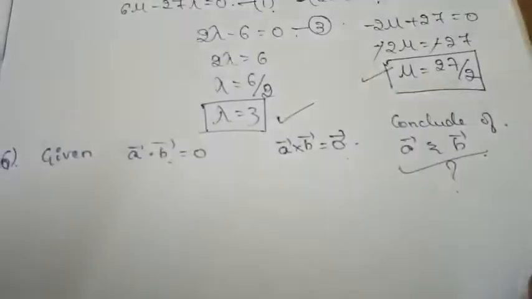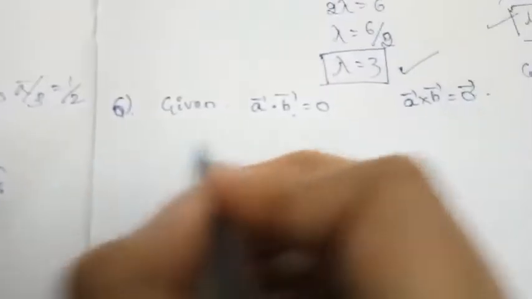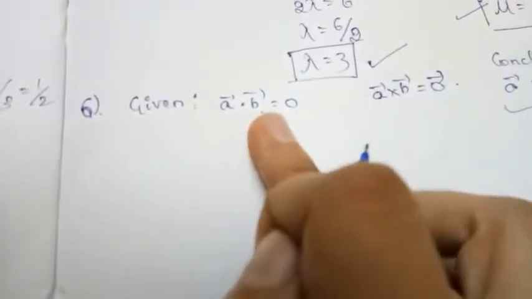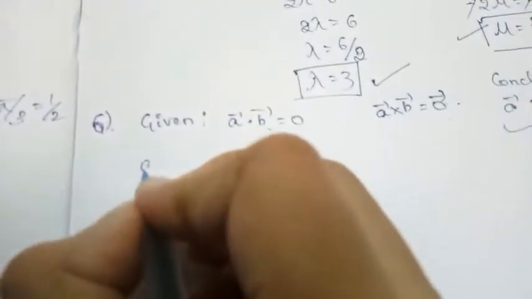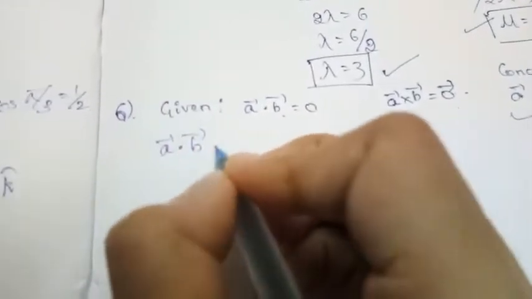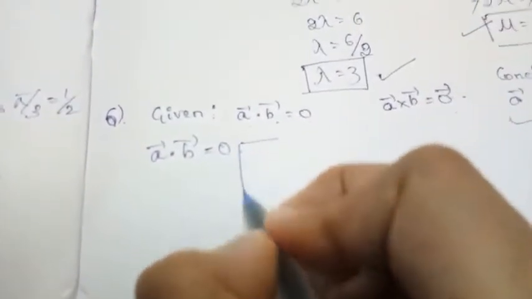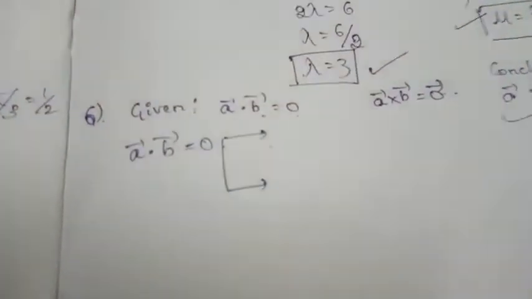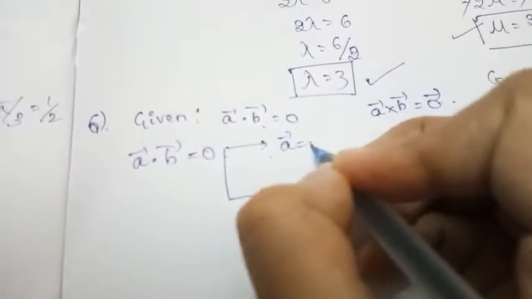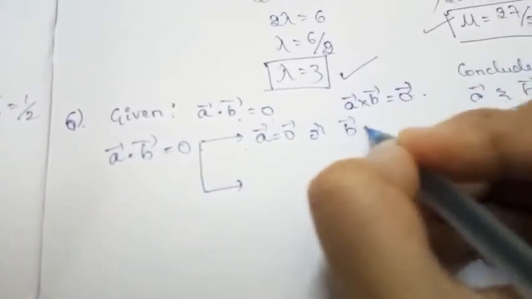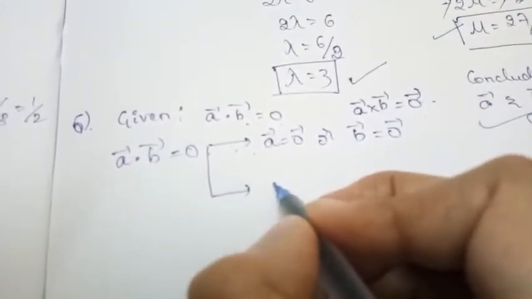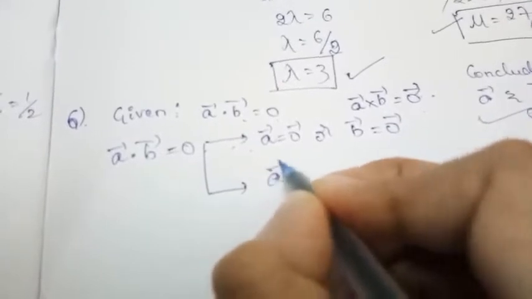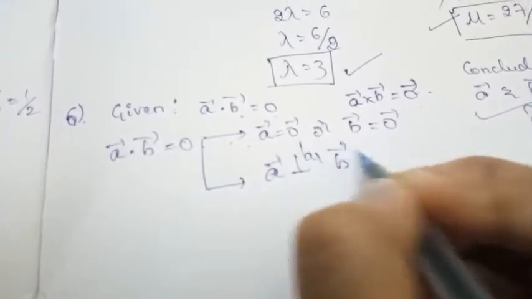We should give the conclusion regarding vector A and vector B. They have given that the dot product of two vectors is equal to 0 and the cross product of the same two vectors is equal to the 0 vector. First, vector A dot vector B is equal to 0 means, as I said, there are two possibilities: either vector A is the 0 vector or vector B is the 0 vector. Or else, if they are non-zero, the other condition is that vector A is perpendicular to vector B. So this is the other condition.